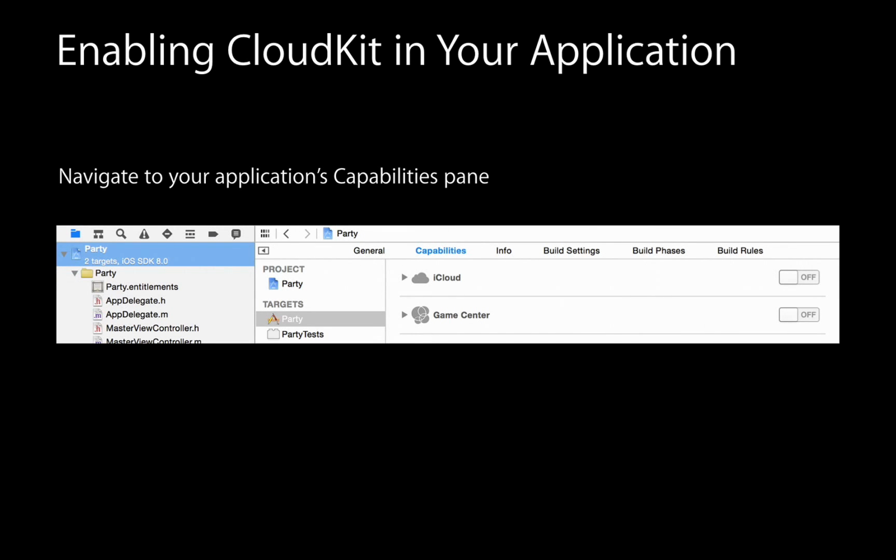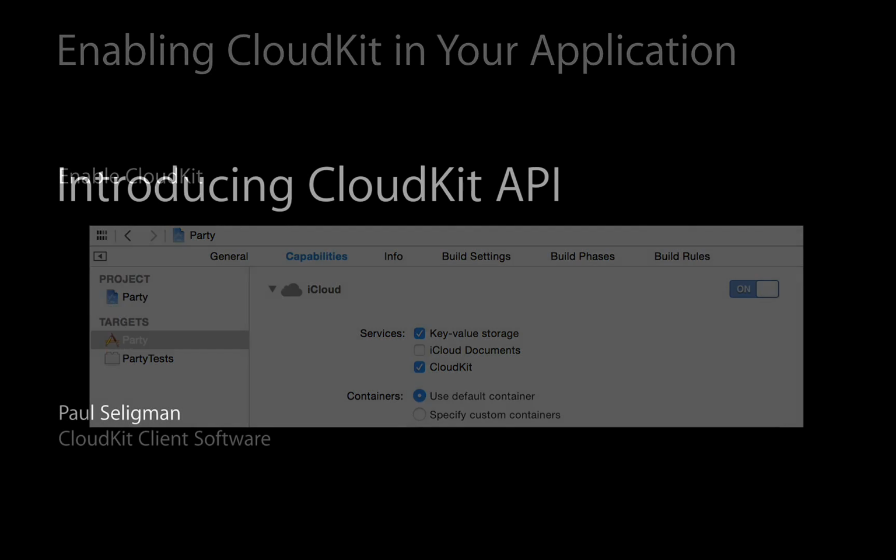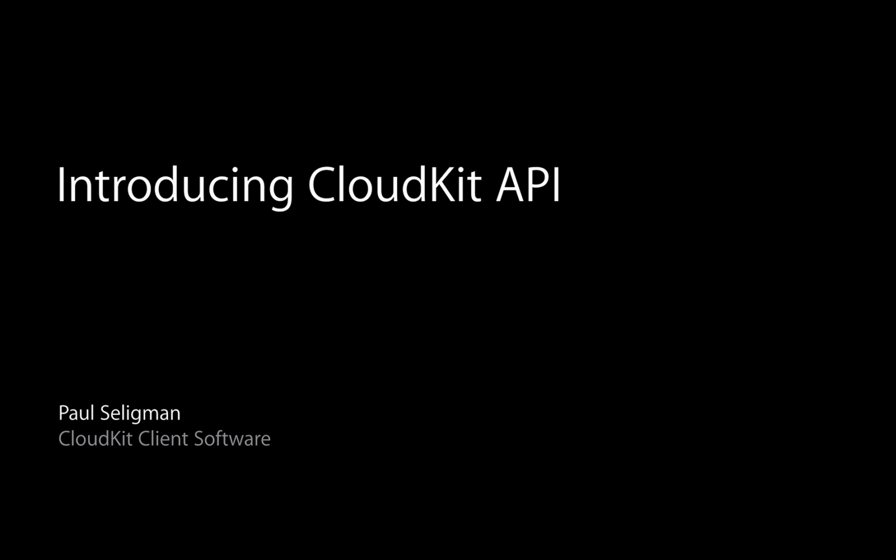So let's start. How do you enable CloudKit in your application? First, you'll want to navigate to your application's capabilities pane in Xcode. See that big iCloud off switch? You want to turn it on. And you want to check the CloudKit checkbox here. At that point, you're ready. There's no fourth step. Your app is ready to read and write data to Apple's iCloud server. And to walk you through the API on how to do this, I'm going to hand over to Paul to chat about it.